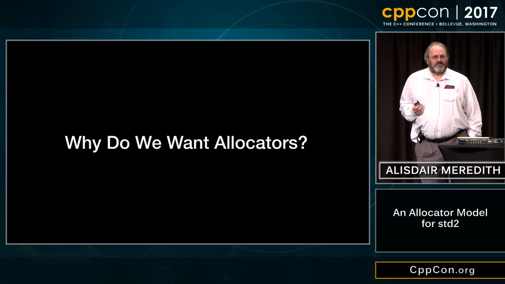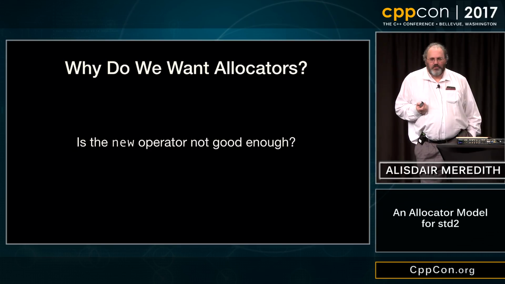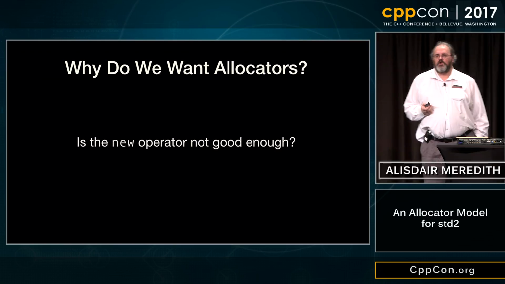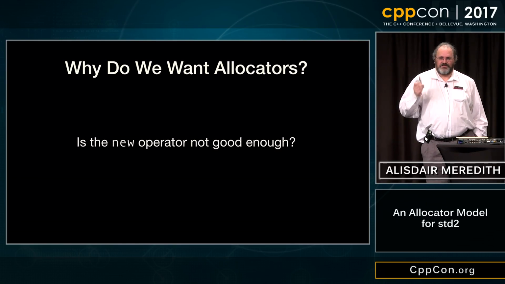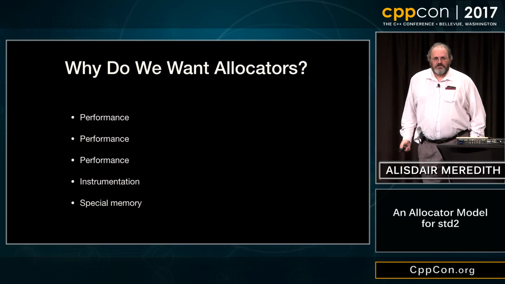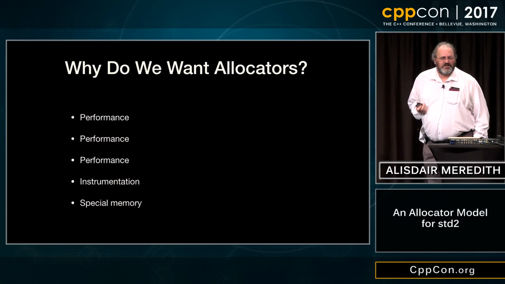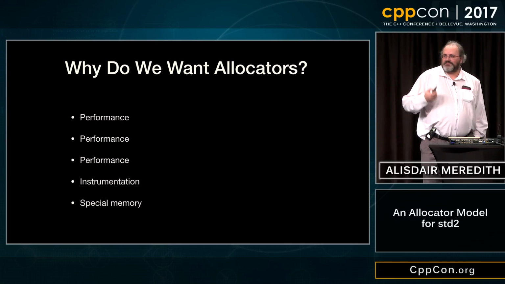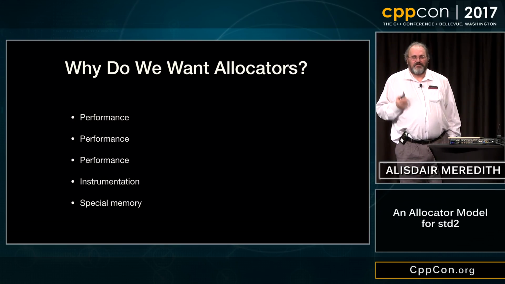Why do we want allocators? The fundamental question here is: is the new operator not good enough? Can we get by just making the new operator better? Don't get me wrong, we all want better new operators. That's not a reason to stop investing in research and making this better. So the fundamental reason, I believe, for allocators is performance, shortly followed by performance, and then more performance. This, from talking to folks who've actually tried working in this domain, seems to be the key driving factor.